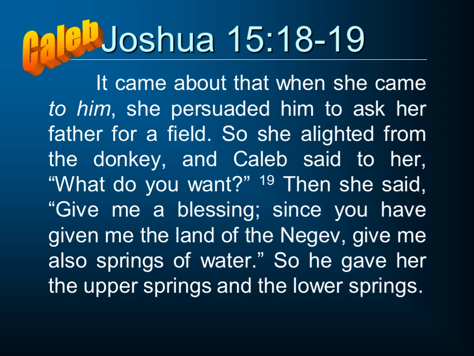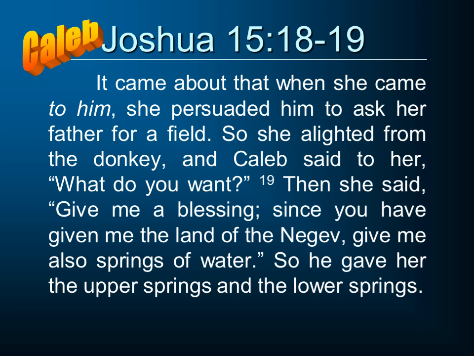Verse 18, it came about that when she came to him, and here's Achsah, she's going to make a request of daddy. She persuaded him to ask her father for a field. So she alighted from the donkey, and Caleb said to her, what do you want? And she said, give me a blessing. Since you have given me the land of the Negev, that's the land of the south. We usually take Negev and translate it as desert, because you go south of Hebron and it's very dry there. She says, also give me springs of water. Give me water to go with the land. So he gave her the upper springs and the lower springs.